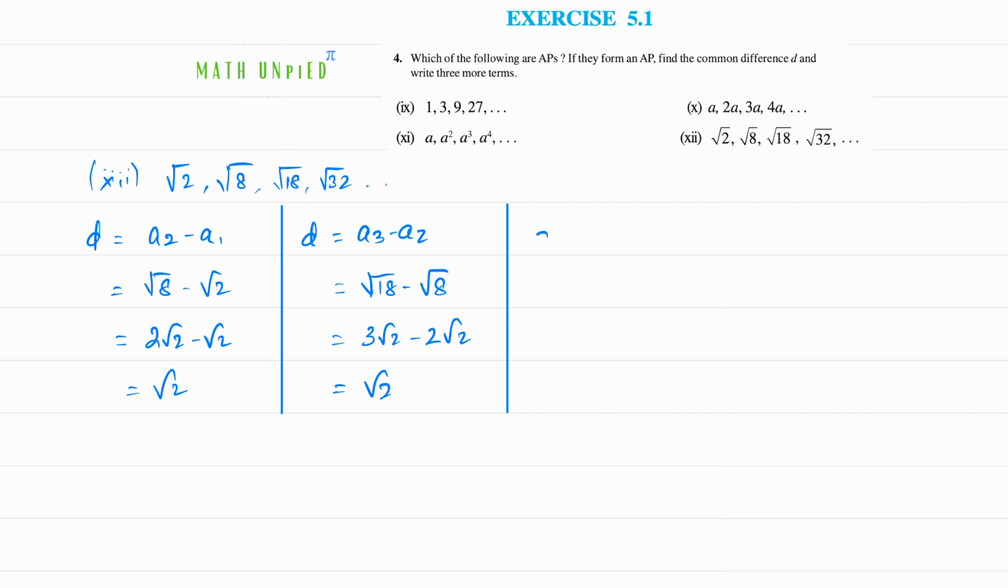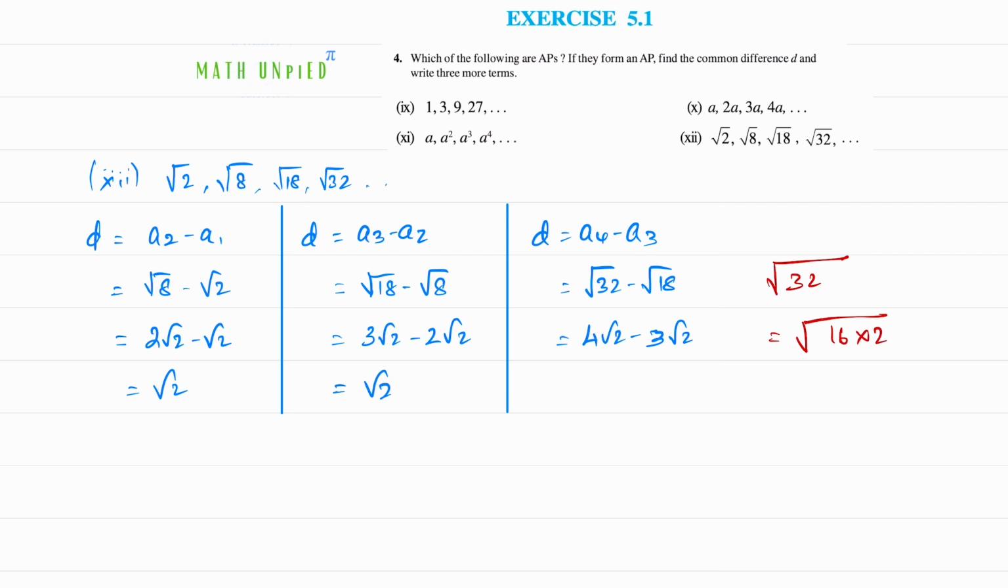Similarly, D equals A4 minus A3, which is equal to root 32 minus root 18, which is 4 root 2 minus 3 root 2. And how did we get 4 root 2? This is square root of 32 equals square root of 16 into 2, and this is 4 root 2. So this is equal to root 2.